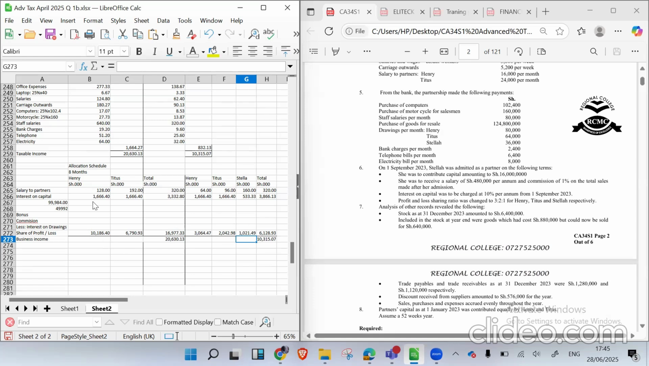So therefore, with that one, we add all these, and that becomes the taxable business income for Henry. We add that. That is for Titus for the 8 months. We add that, we get for Henry. We add, we get for Titus for 4 months. And we add, we get for Stella. Swali tumemaliza.